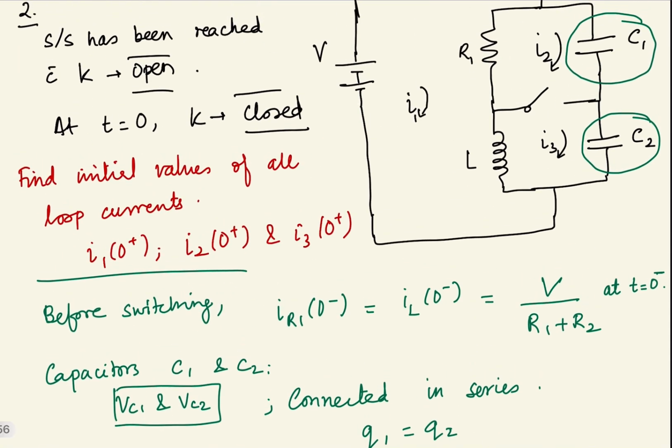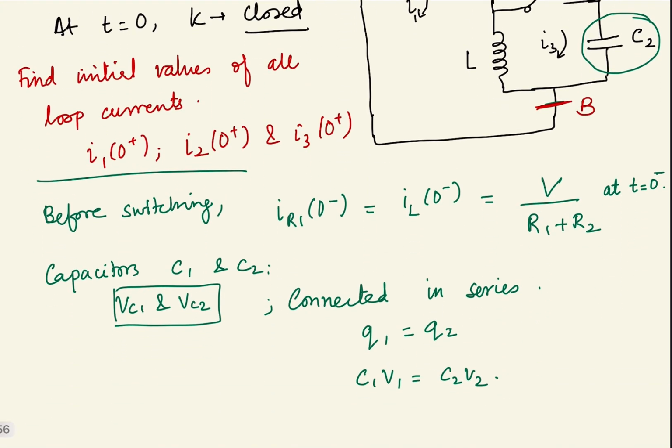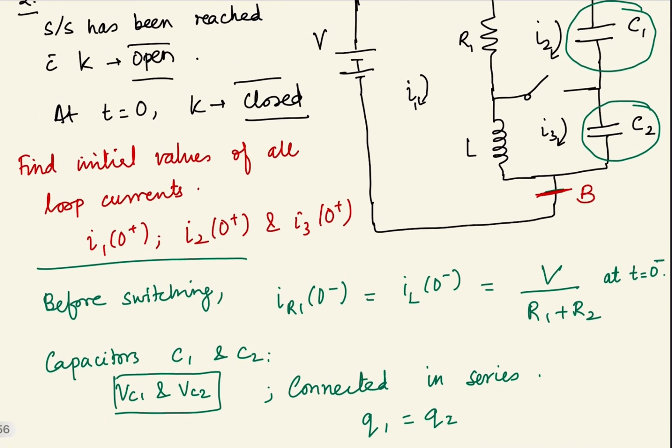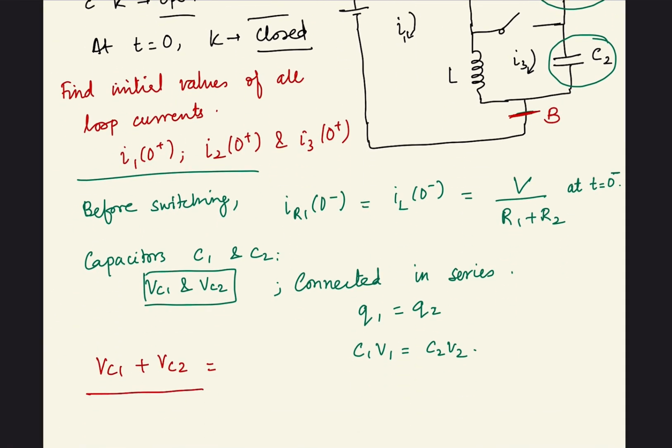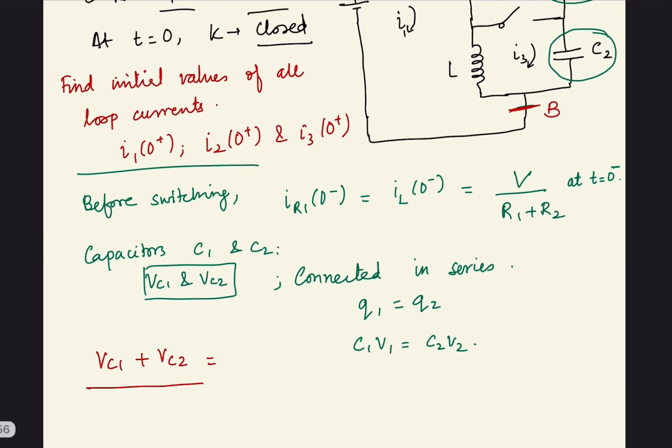So can we say that the total voltage across the capacitors, that is from this point to this point, the total voltage between point A and B, VC1 plus VC2, can I say that before switching, this VC1 plus VC2 is actually equal to R1 divided by R1 plus R2 times V?